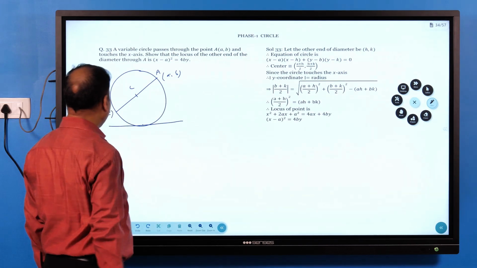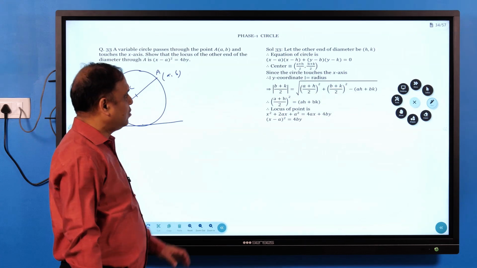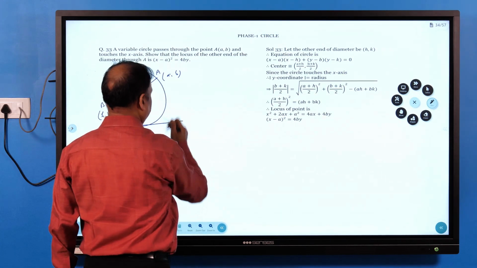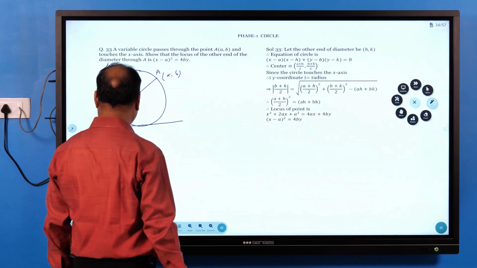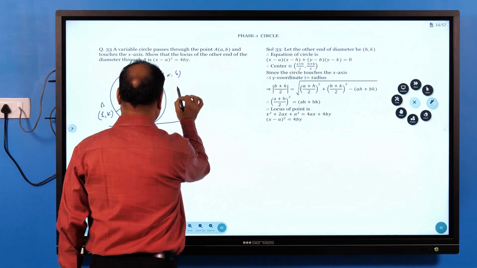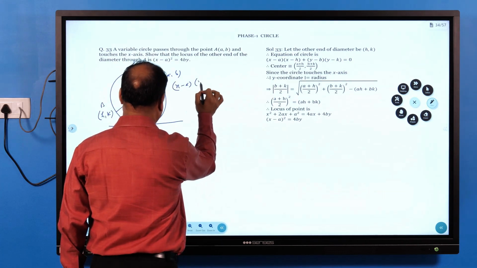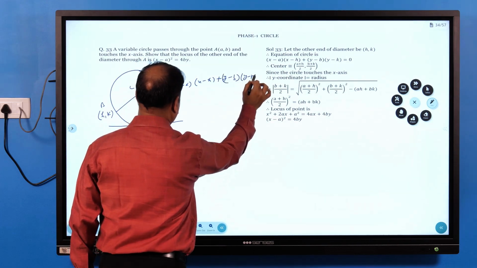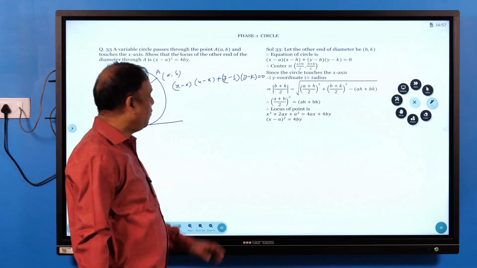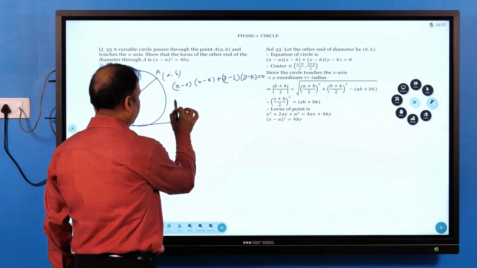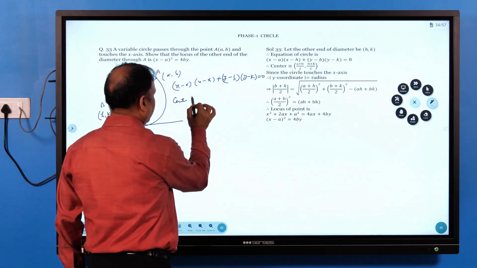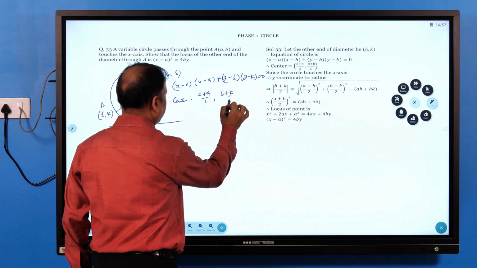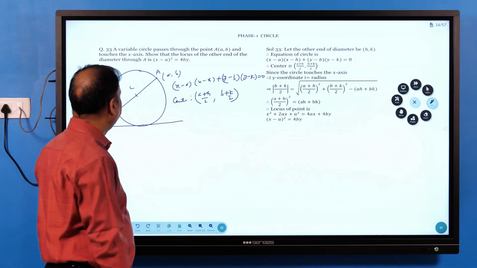So now I can write the equation of the circle in diameter form. (x minus a)(x minus h) plus (y minus b)(y minus k) is equal to 0. This is the equation of the circle in diameter form. The center will be the midpoint, so the center will be (a plus h) upon 2 and (b plus k) upon 2. This is the center.